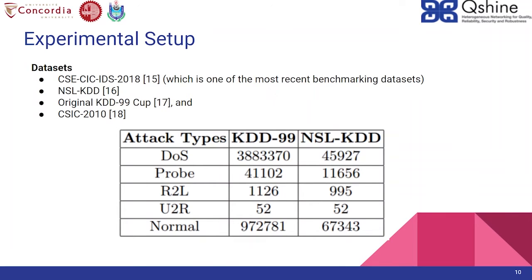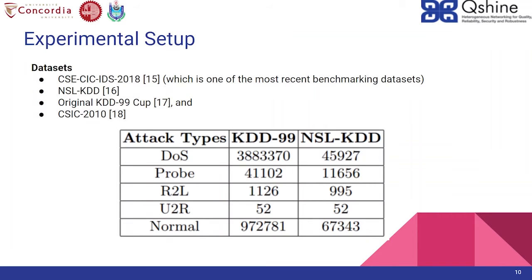Now I will explain the experimental setup. In our experimental setup, first I will describe the datasets. We use 4 different datasets. The first one is the most recent one, which is the CSE CIC IDS 2018 dataset. Then we use the NSL KDD dataset, and we also use the original KDD CUP 1999 and CSIC 2010 datasets.